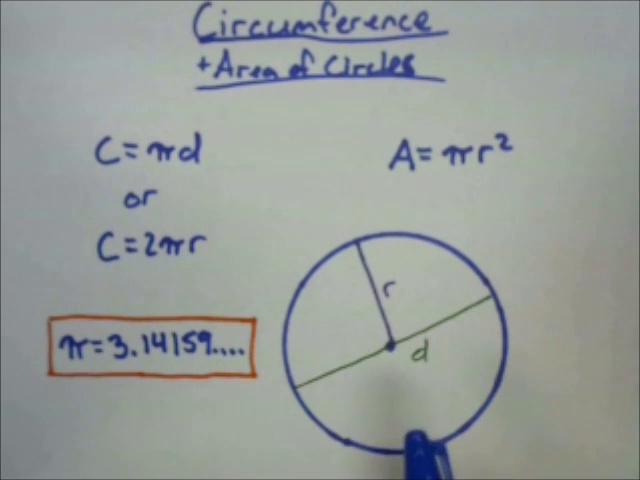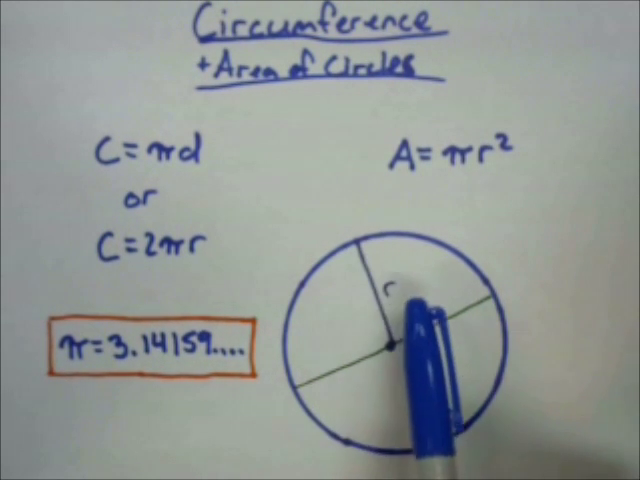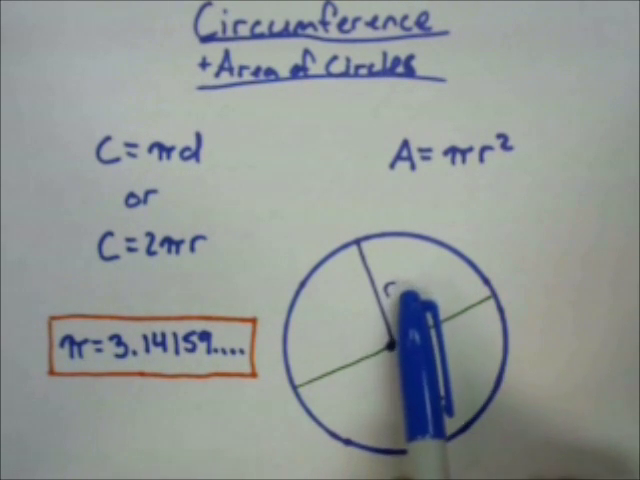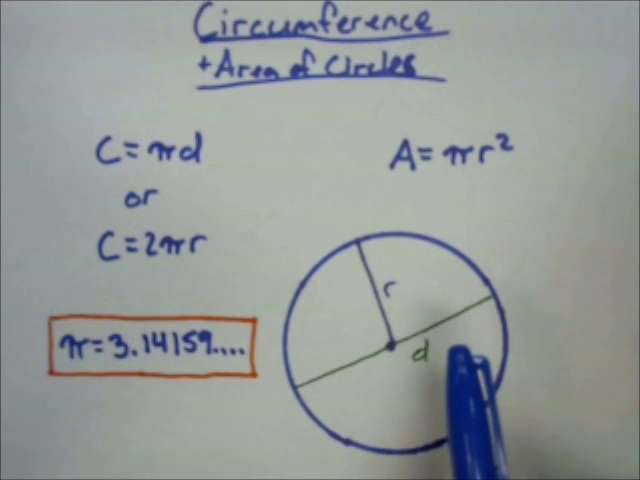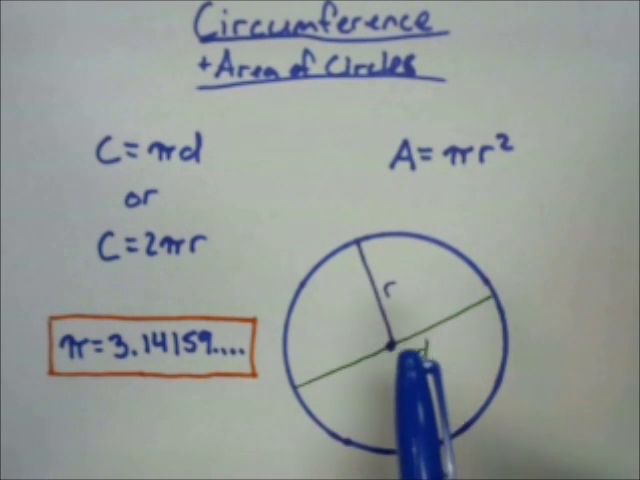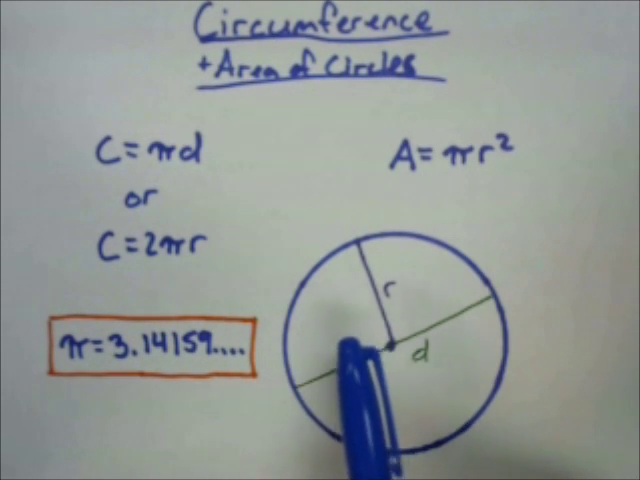Now, another quantity that can be quoted is only going halfway. It's going from the center to the outside edge of the circle, and that's called the radius. So we use R to symbolize radius, and we use D to symbolize diameter. Okay? Now, we use these quantities really to find circumference and area.